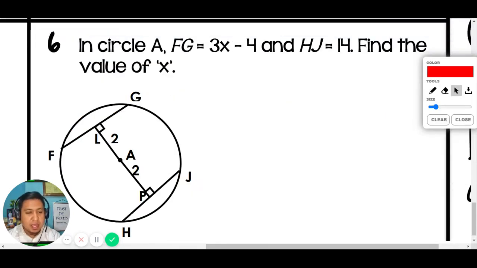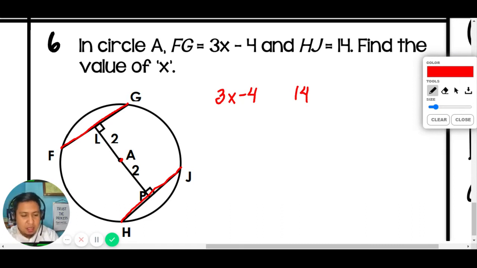Next problem here we have in circle A, segment FG is equal to 3x minus 4 and HJ is equal to 14. Find the value of x. So we need to find the value of x. Now let's try to analyze the figure here. So this is the circle A, as you can see. So we have two chords here, FG and HJ. So we all know that FG is 3x minus 4. And we all know that HJ is equal to 14.